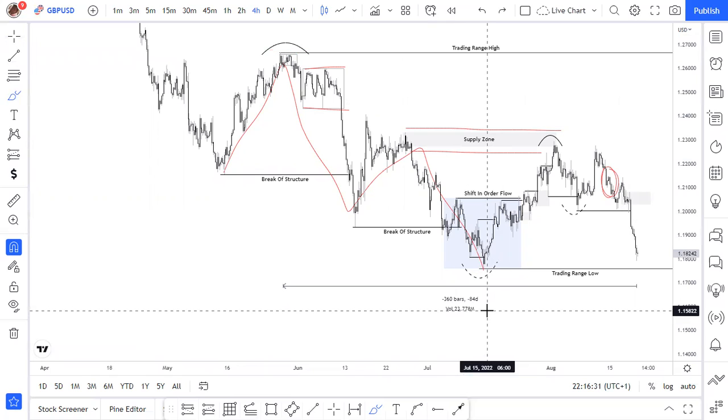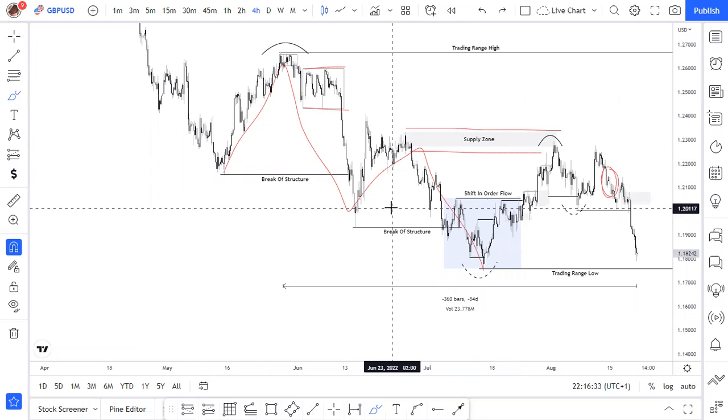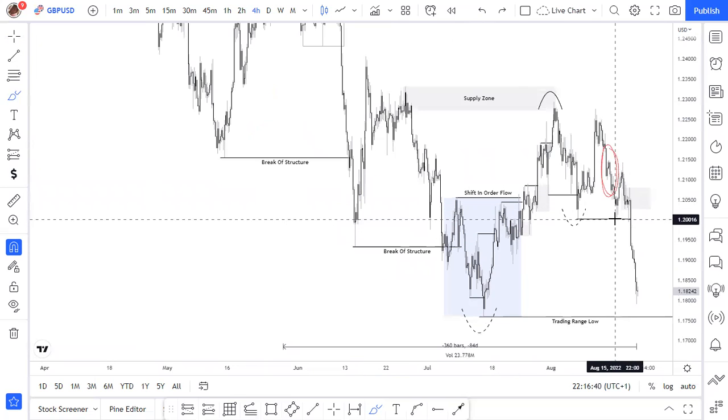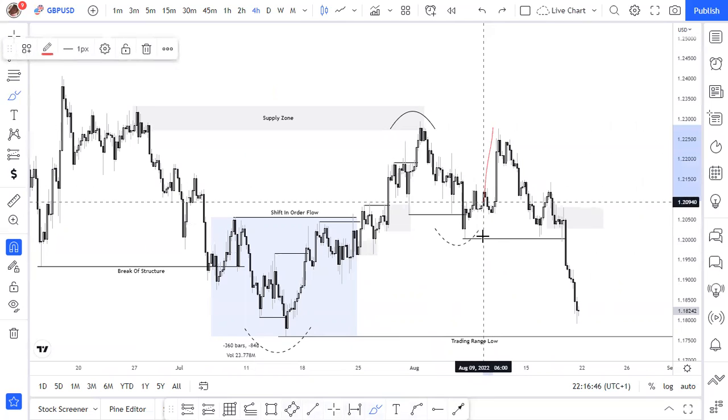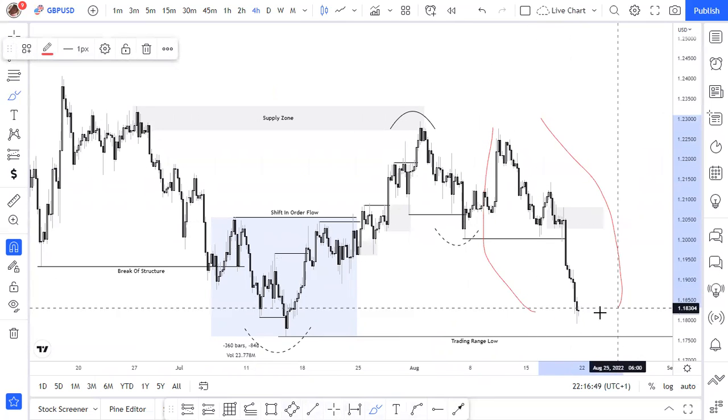So if you didn't watch that particular video, I recommend you do that because it's actually very important. It's a lot more detailed than what I'll be doing, because I'll mostly be focusing on this bit of price action here.